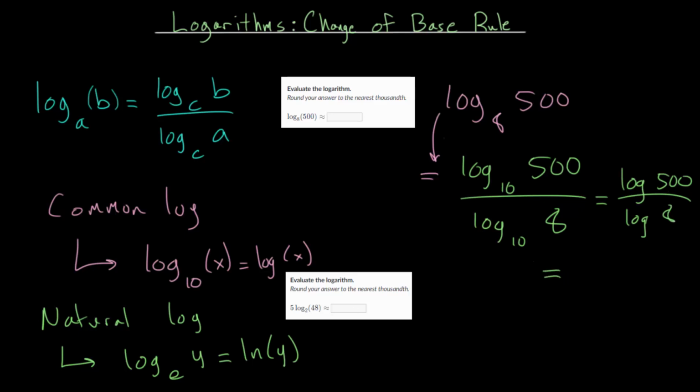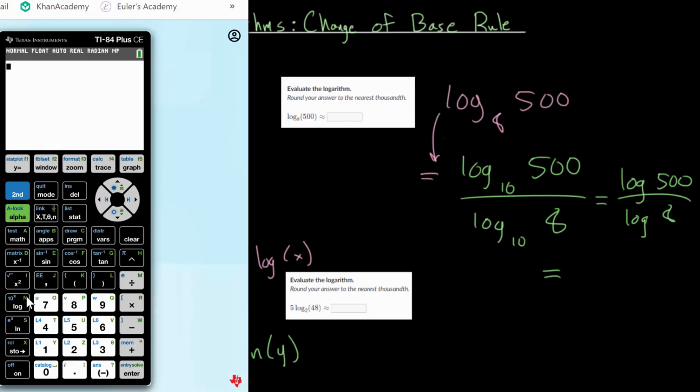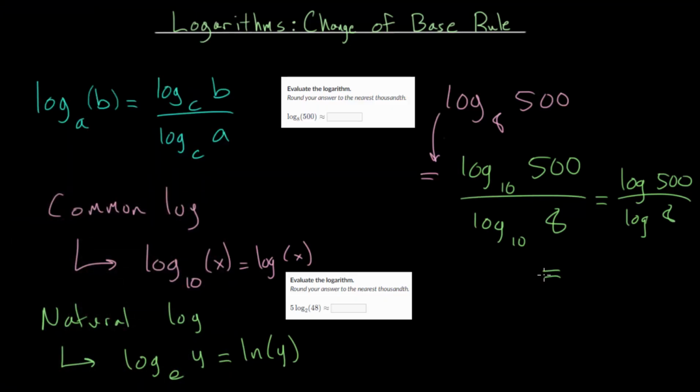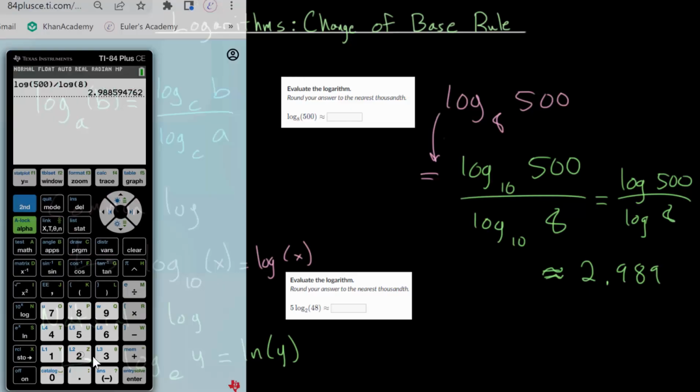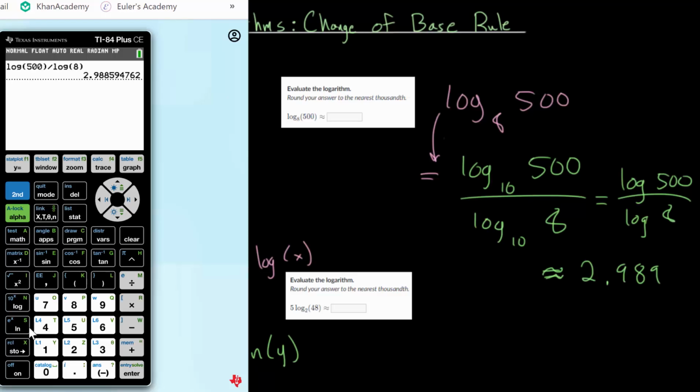So we can evaluate this now. Let's use the calculator. So we have log 500 divided by log of 8. And we can see that we get 2.9885. So we got to round to the thousandths. That's that second 8. And we got to round it up. So it'd be 2.989. So I really should put the approximate 2.989.